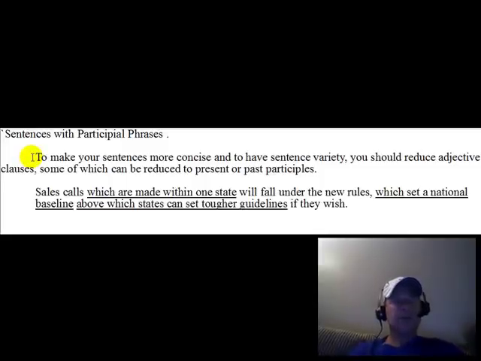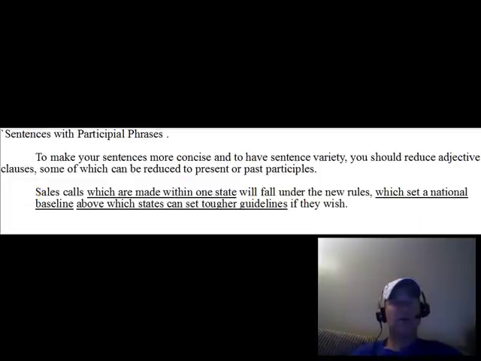To make your sentences more concise and to have sentence variety, you should reduce adjective clauses, some of which can be reduced to present or past participles. Let's take a look at a sample sentence. Sales calls, which are made within one state, will fall under the new rules, which set a national baseline above which states can set tougher guidelines if they wish.